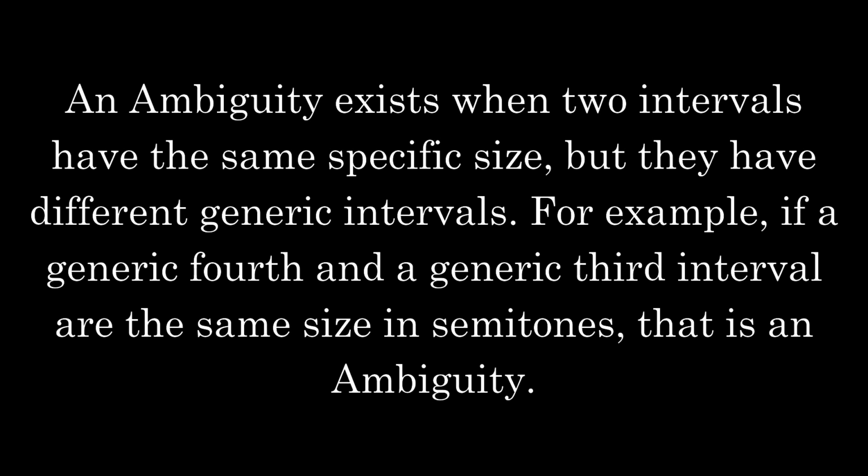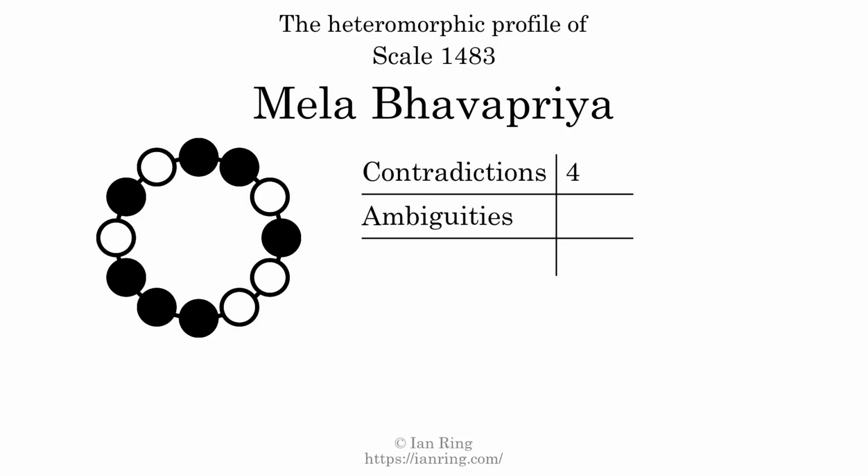An ambiguity exists when 2 intervals have the same specific size, but they have different generic intervals. For example, if a generic fourth and a generic third interval are the same size in semitones, that is an ambiguity. The number of ambiguities in this scale is 28.